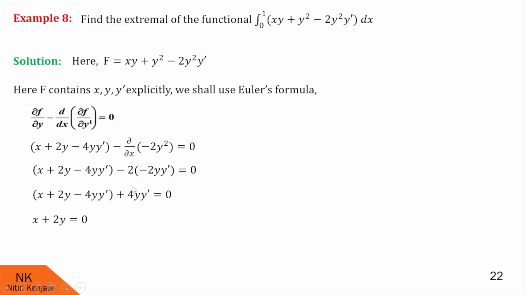You can pause this video and check this calculation. This minus 4y y dash and plus 4y y dash get cancelled. So we are left with only x plus 2y is equal to 0. Further simplification gives us y is equal to minus x by 2. This is the required extremal of the given functional.